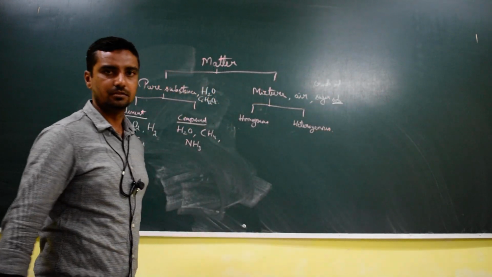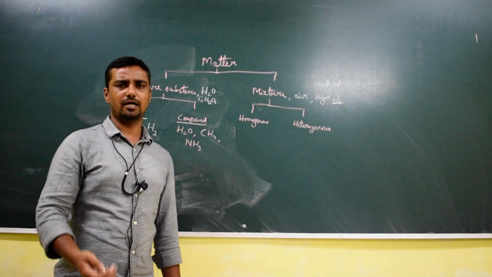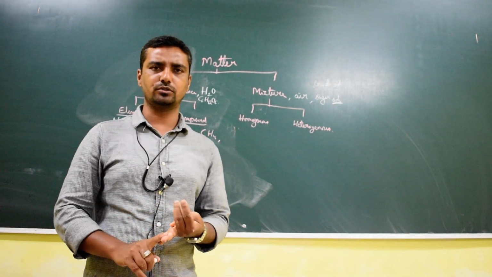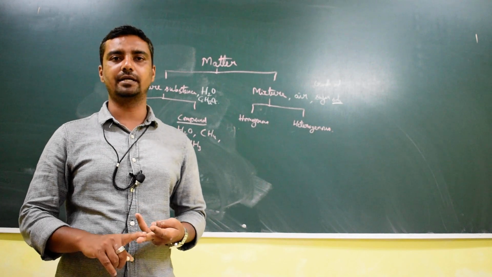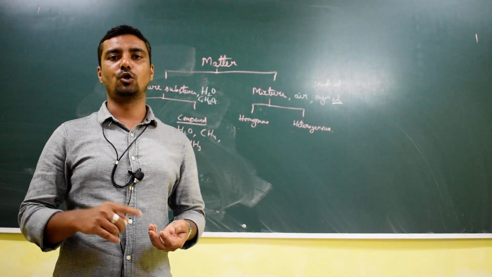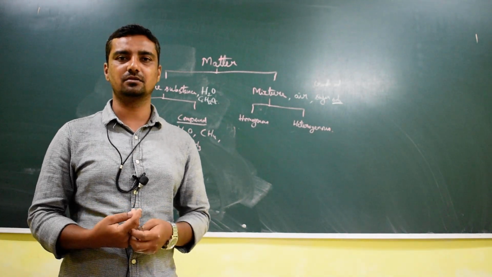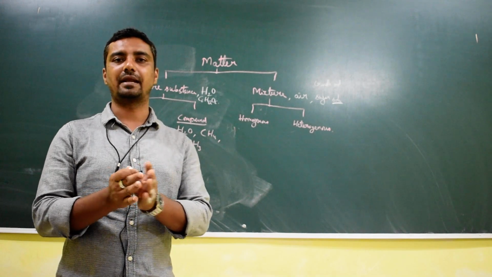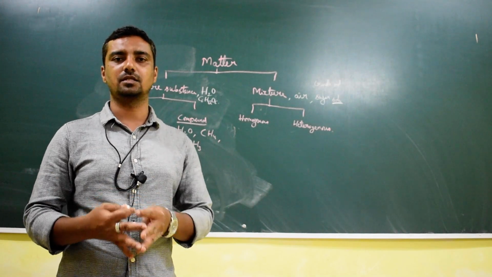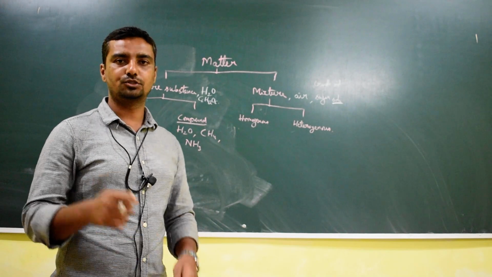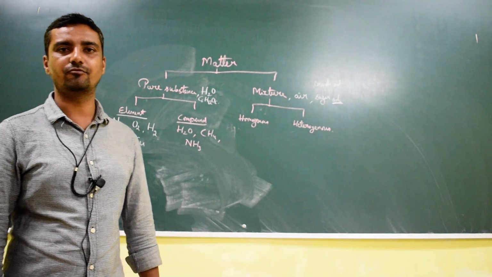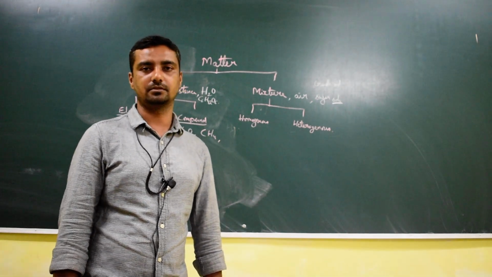Example for mixture: air contains oxygen, nitrogen, hydrogen, and helium, neon, argon, the noble gases. These are in the mixture, and the mixture of gases can be separated. The constituent particles that can be separated by simple physical methods are called a mixture.